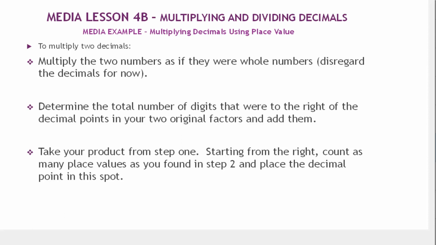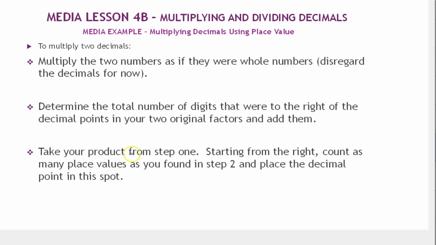In this example, we're going to develop our general strategy for multiplying decimals using place value. So here's our strategy. To multiply two decimals, we're going to multiply the two numbers as if they were whole numbers. So we'll disregard the decimals for now, pretend they're not there. Then we'll determine the total number of digits that were to the right of the decimal points in your two original factors, and we're going to add them together.